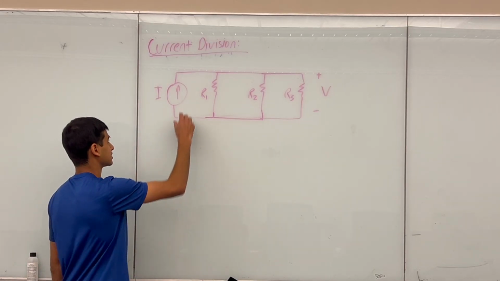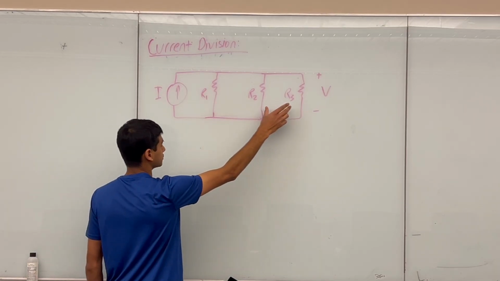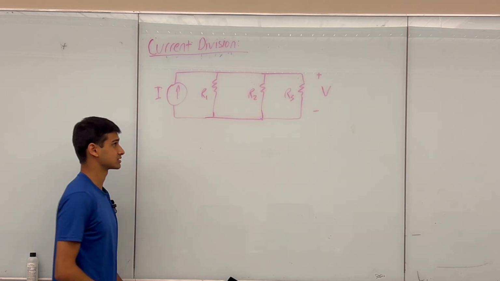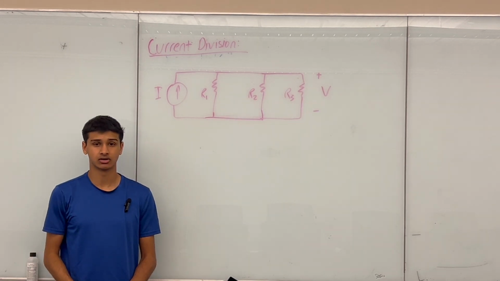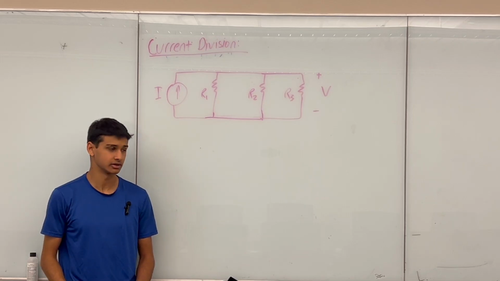So it would make sense that the majority of this current goes through the resistor, out of these three, that has the least resistance. And so I'm going to be writing out the formula for current division and showing you how to make it intuitive. I'm also going to write the requirements for current division on the board now.